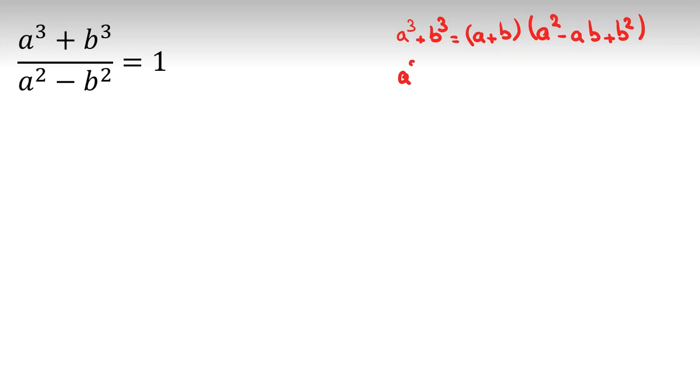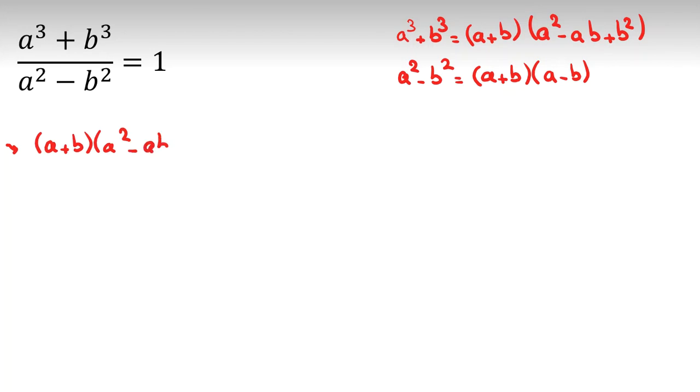And a squared minus b squared is what? It is a plus b times a minus b. So if we use these two identities, the numerator will be a plus b times a squared minus ab plus b squared, and all over, the denominator will be a plus b times a minus b equal to 1.